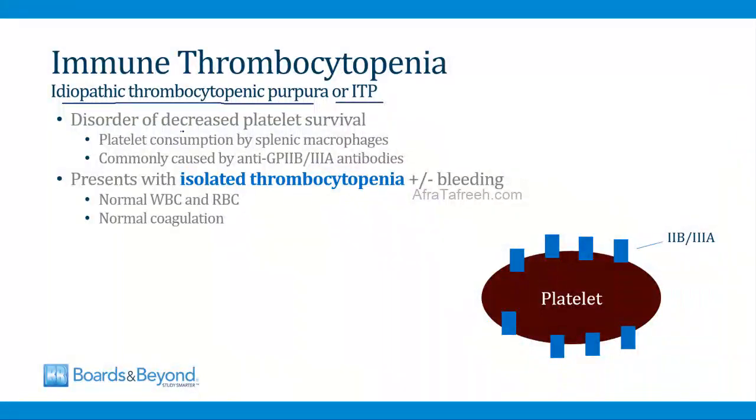Okay, now let's talk about immune thrombocytopenia, also sometimes called idiopathic thrombocytopenic purpura or ITP. This is a disorder of decreased platelet survival. In immune thrombocytopenia, platelets are consumed by splenic macrophages, and this consumption leads to thrombocytopenia.